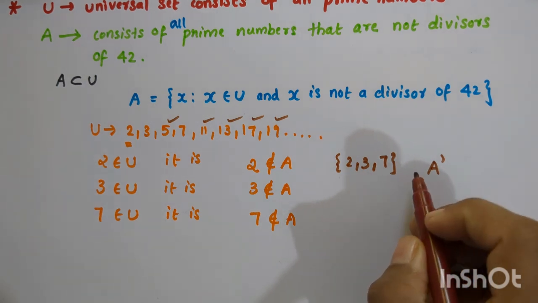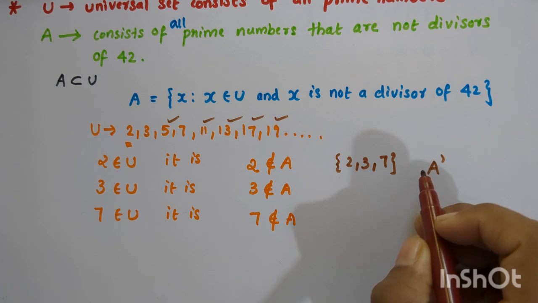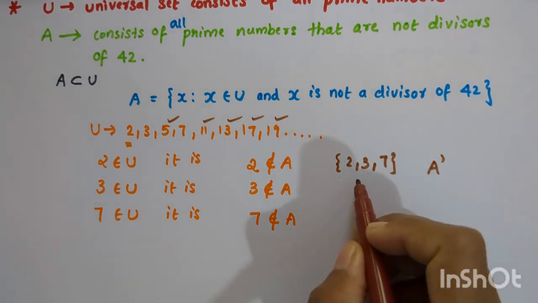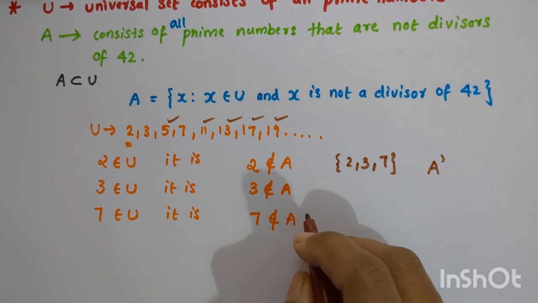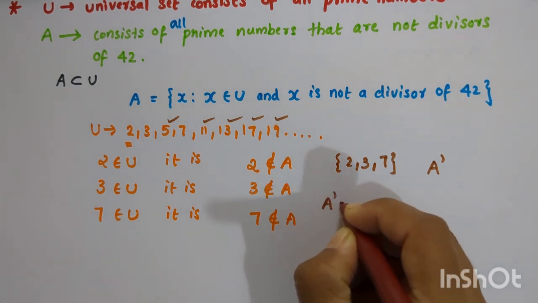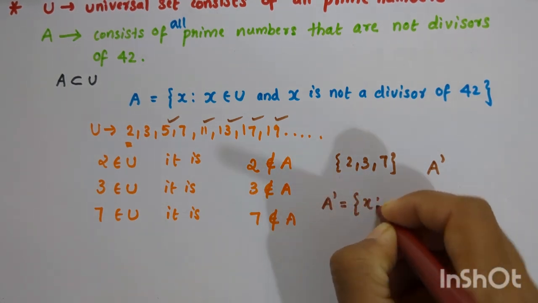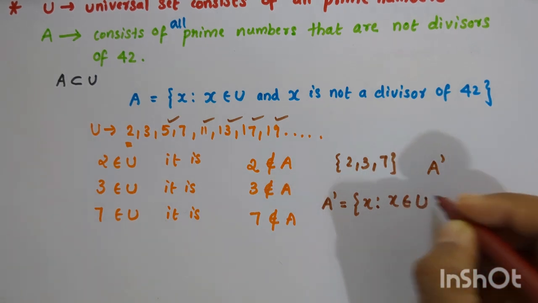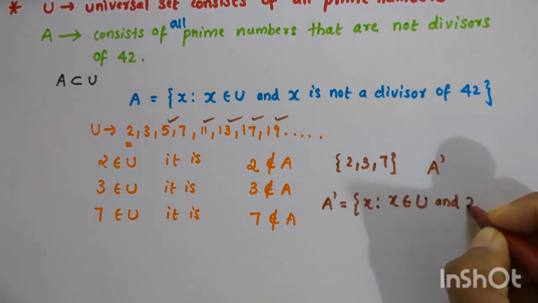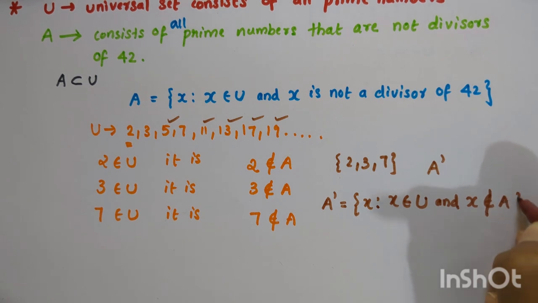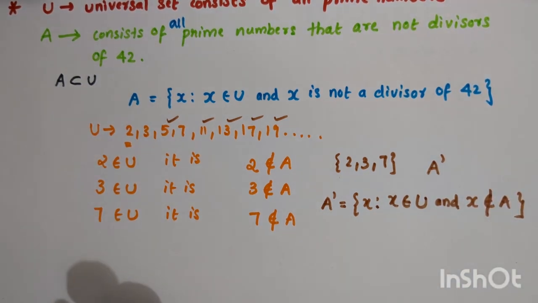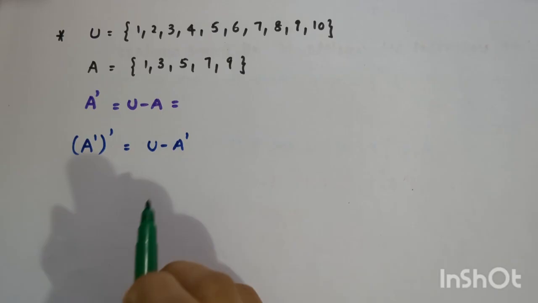Alright, because A complement will be the set of the elements which are the divisors of 42. So A complement is the set of 2, 3, 7. That is, we can write A complement is the set of all x such that x belongs to U, the universal set U, and x does not belong to A.